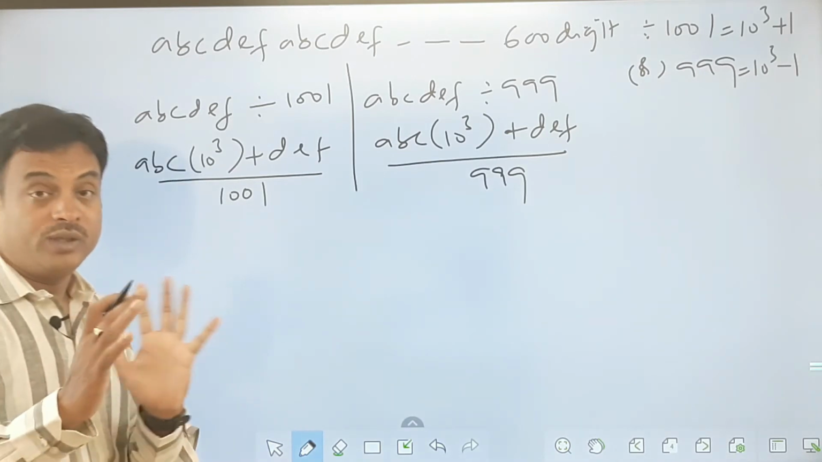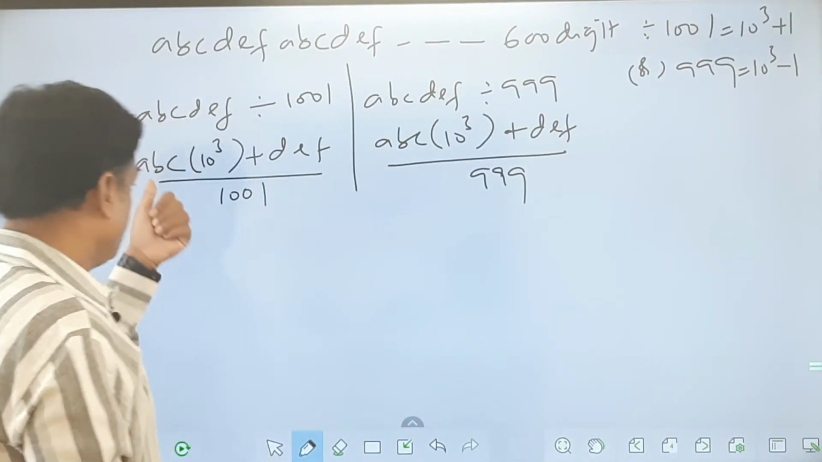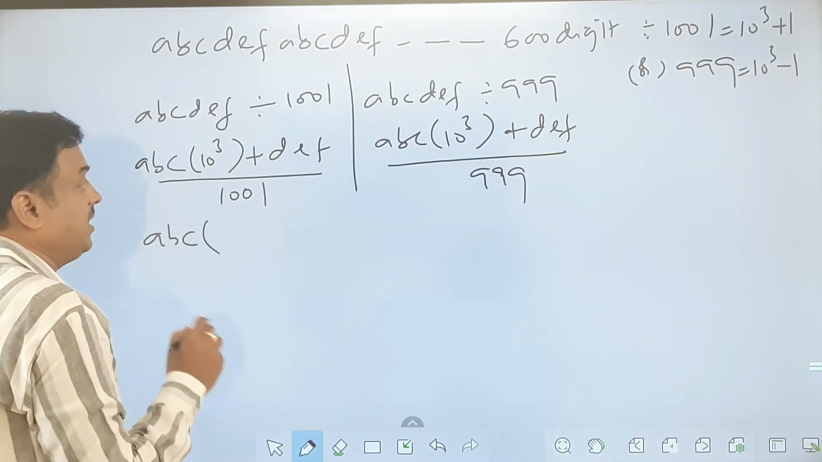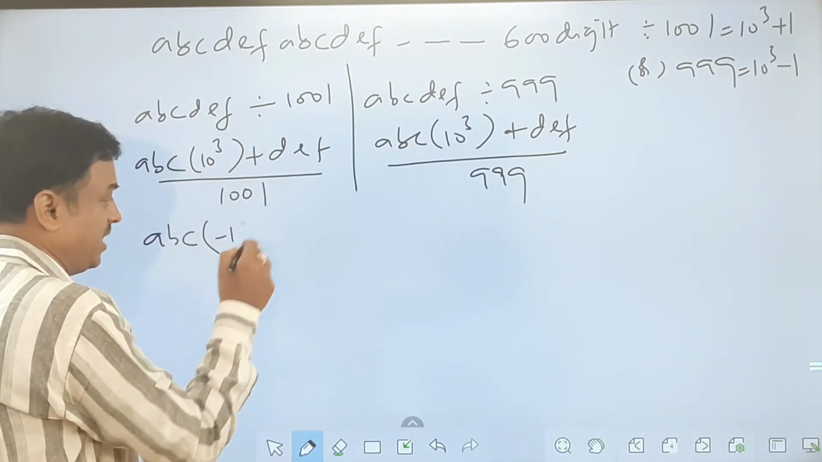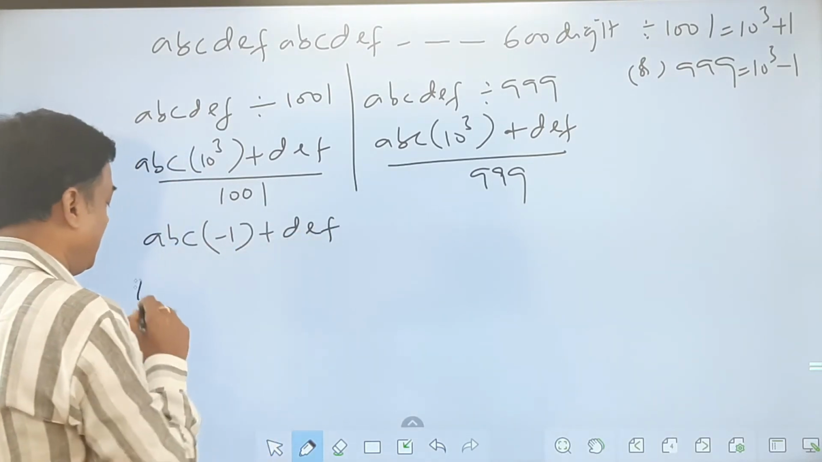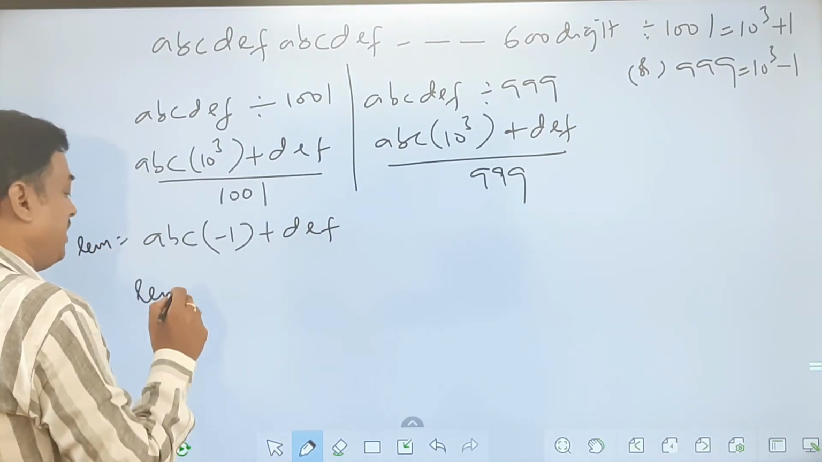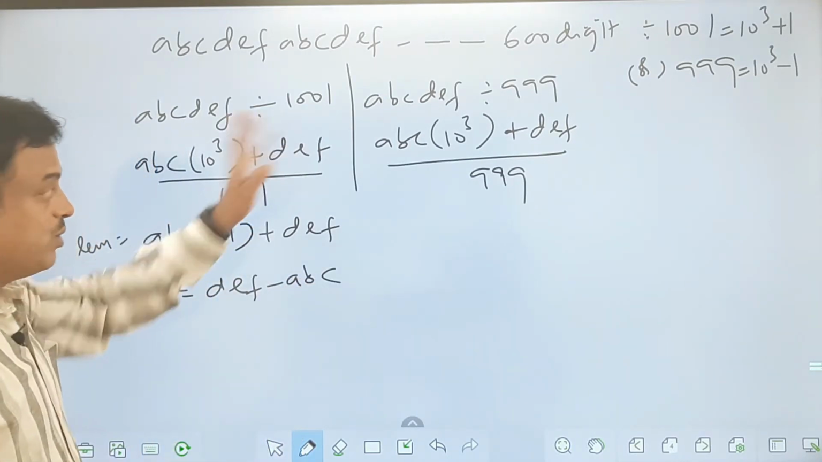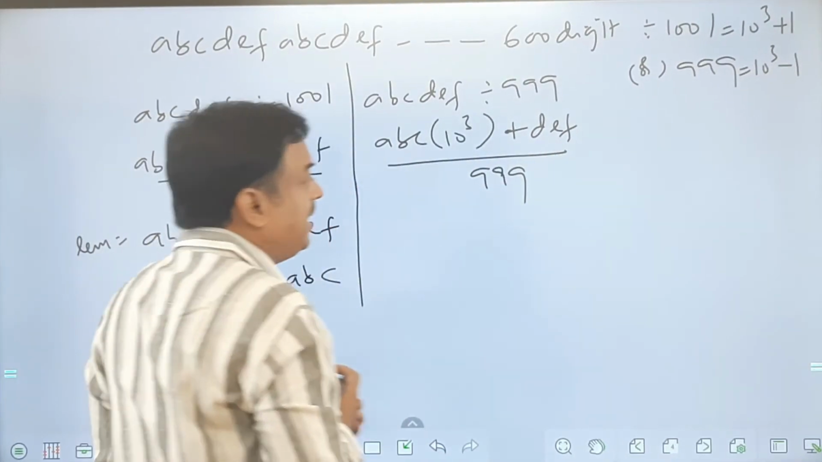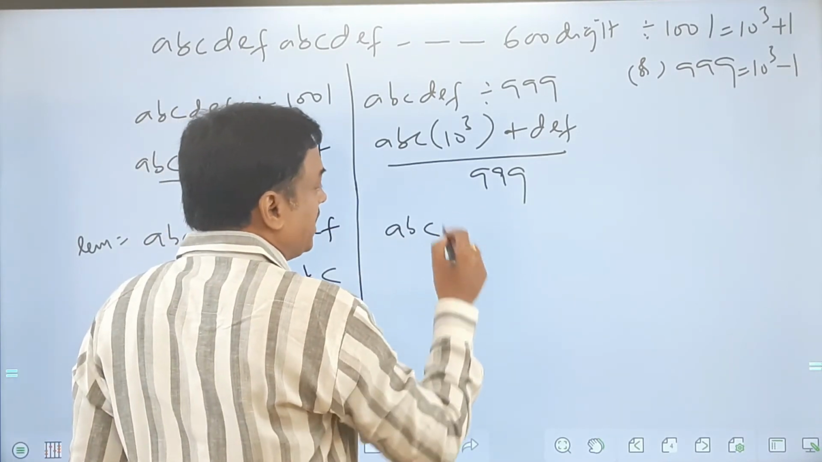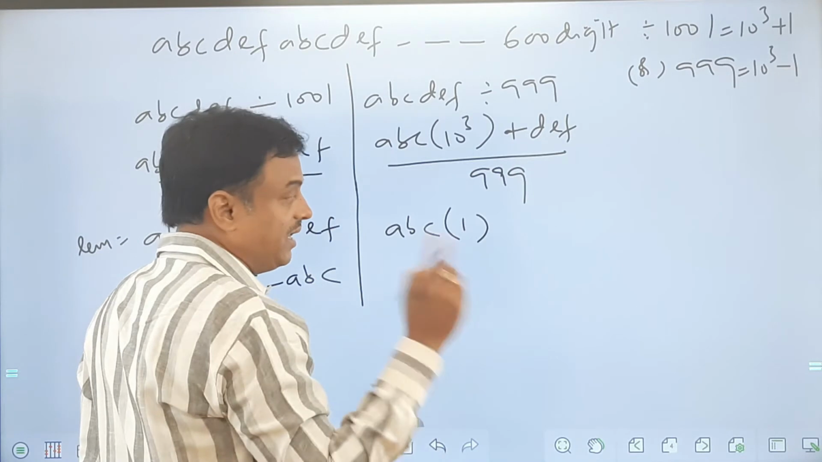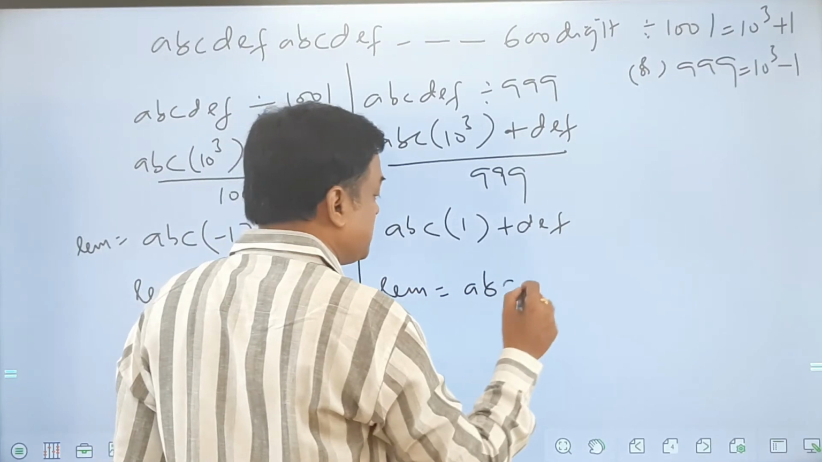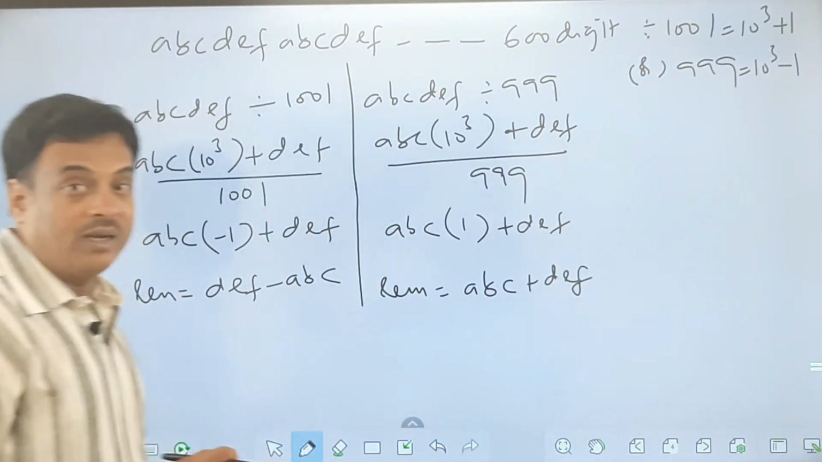The largest 3-digit number is 999. So ABC will be definitely less than 1001, so my remainder will be ABC. 1000 divided by 1001 gives remainder minus 1, plus DEF. My remainder ultimately here will be DEF minus ABC if I divide by 1001. And same thing if I divide by 999, this will be ABC into 1, because 1000 divided by 999 is 1, plus DEF. So my ultimate remainder here will be ABC plus DEF in this case.